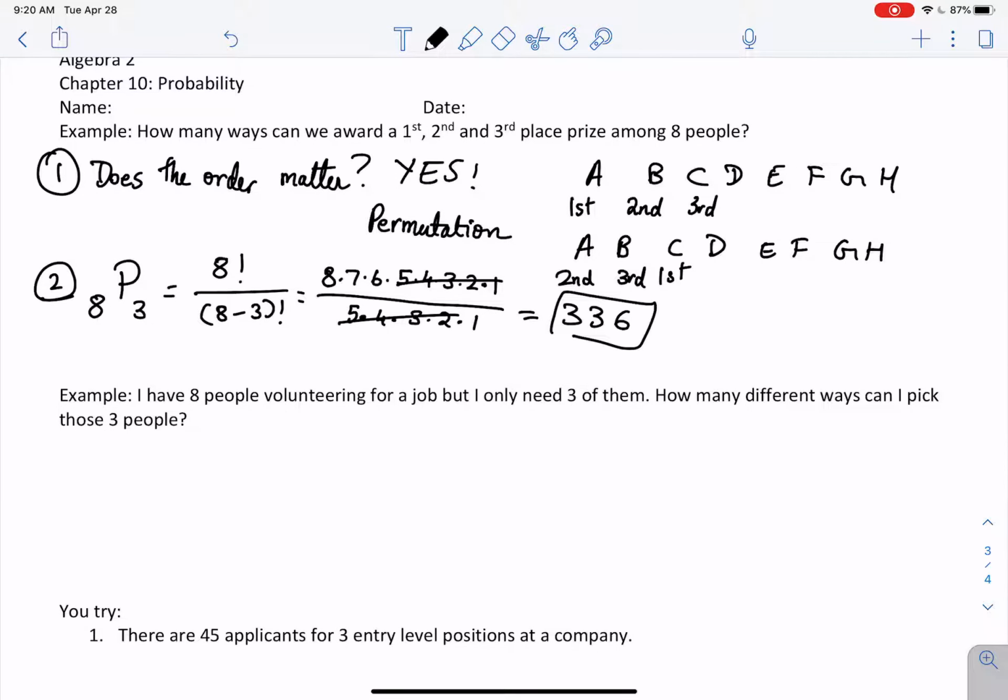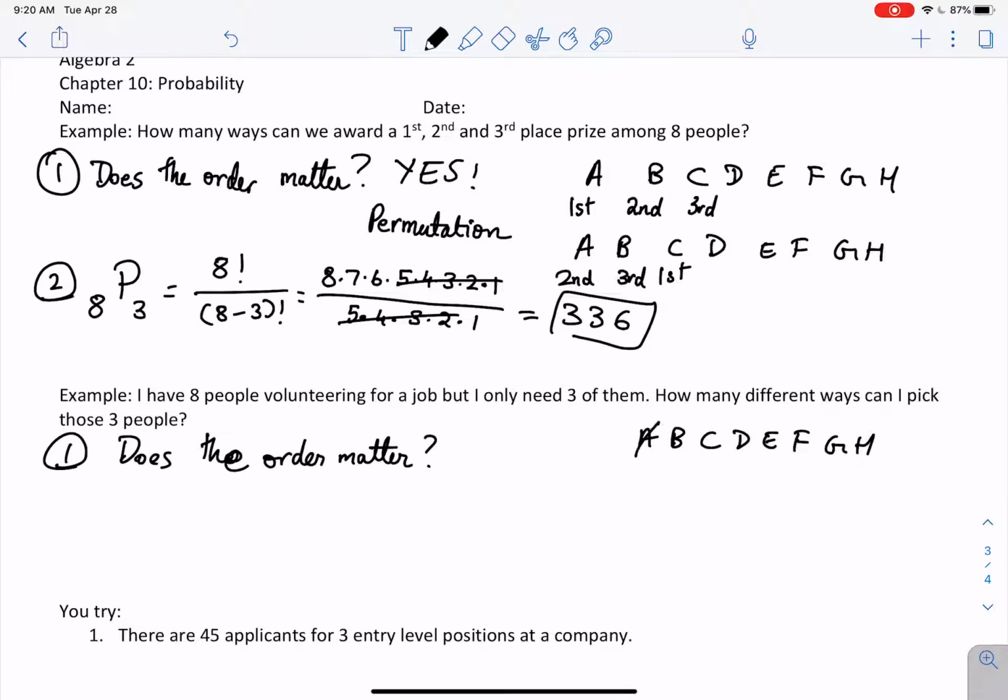Now let's do a different scenario. Still 8 people, they're volunteering for a job, but I only need 3 people from those 8. In this case, again, we ask ourselves, does the order matter? Here I have 3 people doing the same job, but there are 8 people who want to do it. If I'm picking the same people, I do A, B, C, D, E, F, G, H. Let's say I pick A, C, and D.